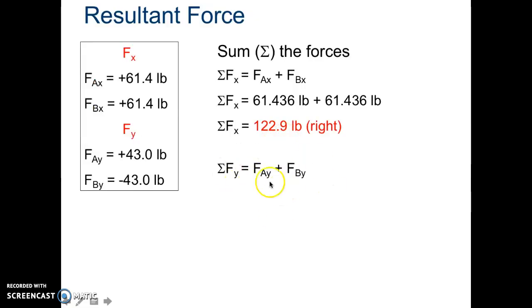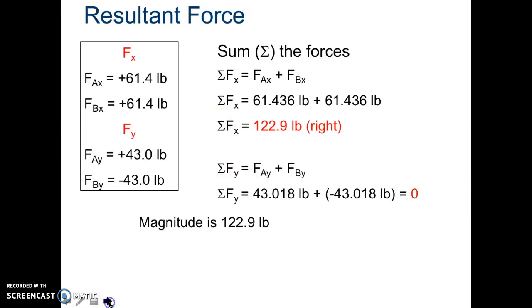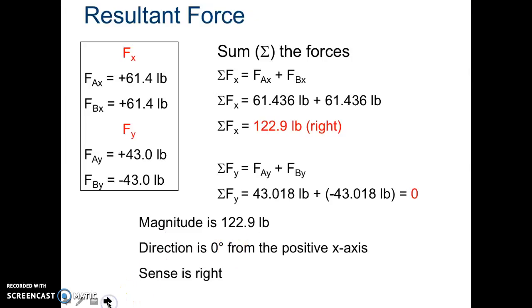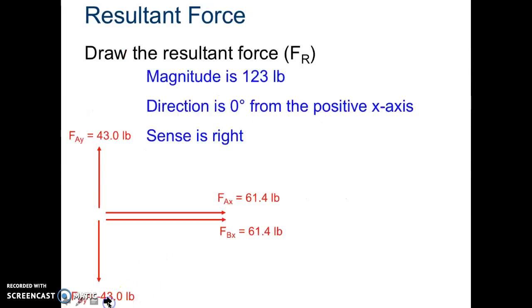If we look at how it's going to move up and down, then if they're pulling at the same angle, the total magnitude, this one's going up, this one's going down, the boat doesn't move up or down, it just moves straight over to the side, and the total magnitude that they pull with is 122.9 pounds. The direction is 0 degrees from the positive axis, and the sense now is just to the right.